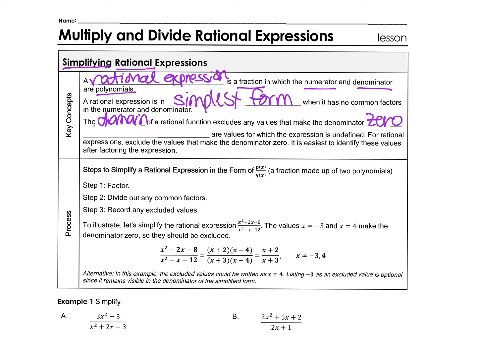Okay, so excluded values are values for which the expression is undefined, which we just talked about, whatever causes your denominator to be 0. For rational expressions, exclude the values that make the denominator 0. It is easiest to identify these after you have factored. So the steps that we're going to be using to simplify one rational expression: first step, factor it. Second step, divide out any common factors and record any excluded values.